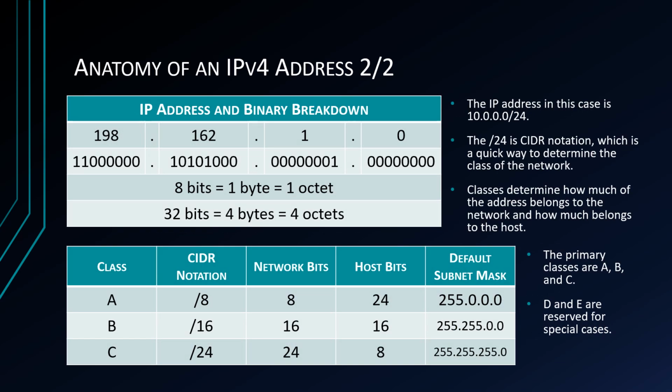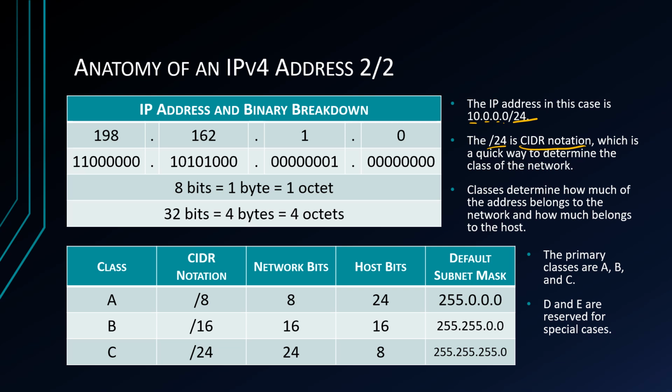So the IP address in this case is 10.0.0.0/24. The /24 is CIDR notation, which is a quick way to determine the class of the network. Classes tell us how much of the address belongs to the network and how much belongs to the host. The primary classes are A, B, and C. There's D and E also, but we're not going to talk about those.